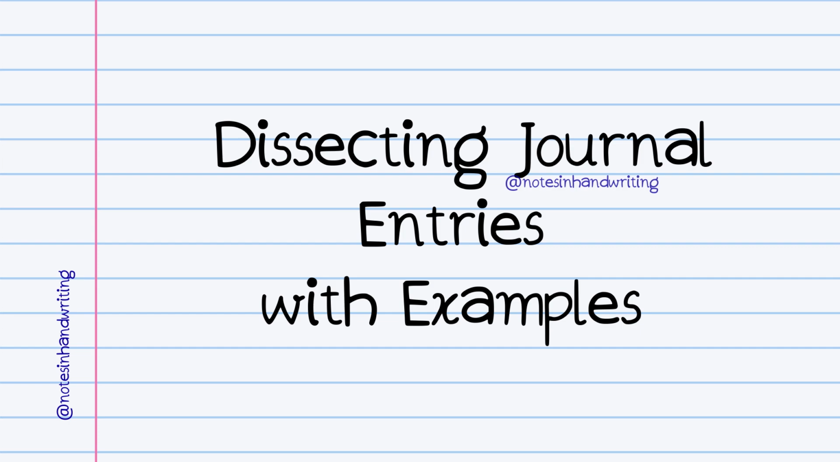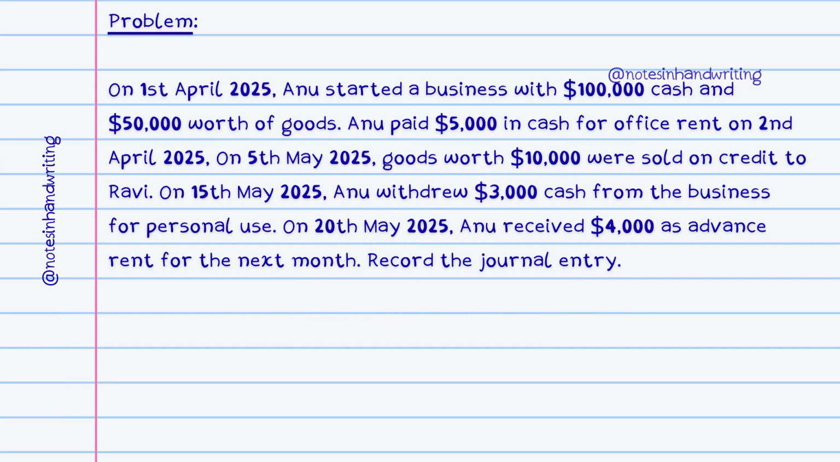Dissecting journal entries using an example. On 1st April 2025, Anu started a business with $100,000 cash and $50,000 worth of goods.